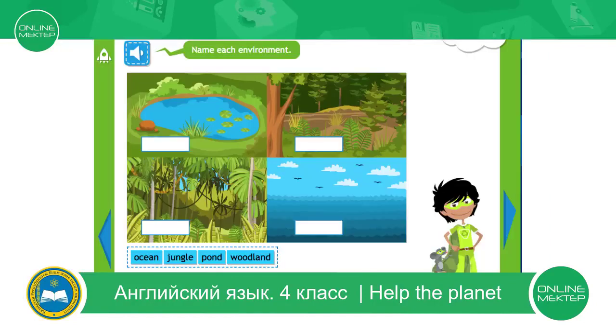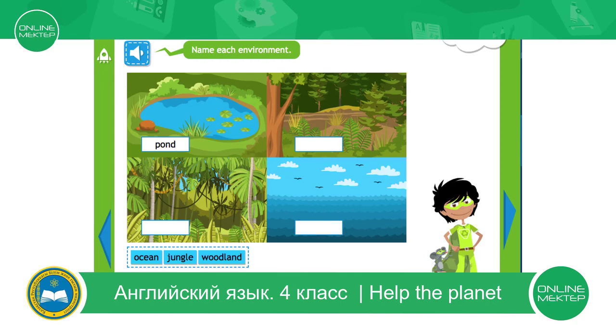Let's do the first task. We need to match pictures and words. Name each environment. Ocean, jungle, pond, woodland. Look at the first picture. What kind of environment is this? It's a pond.